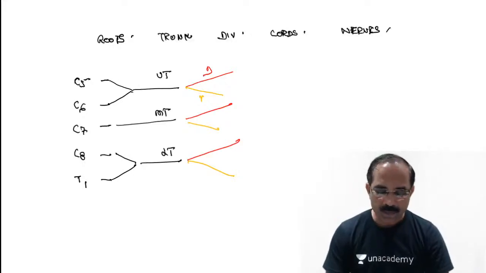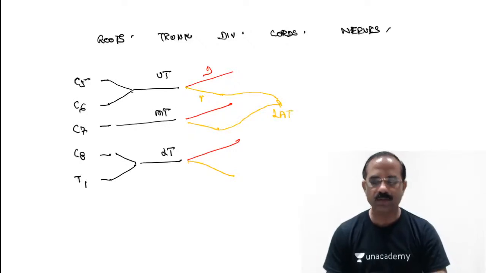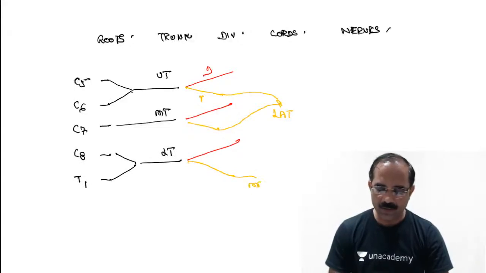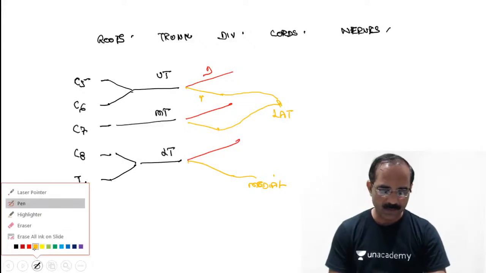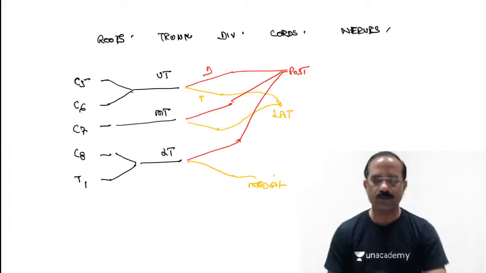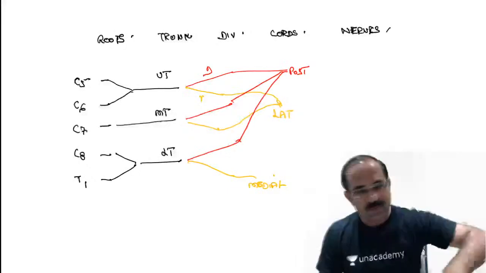Now, the ventral division of the upper trunk and the ventral division of the middle trunk join to form what? The lateral cord. The ventral division of the lower trunk continues as what? The medial cord. And the dorsal divisions of all three trunks join to form the posterior cord. Correct? So that's how the brachial plexus is.